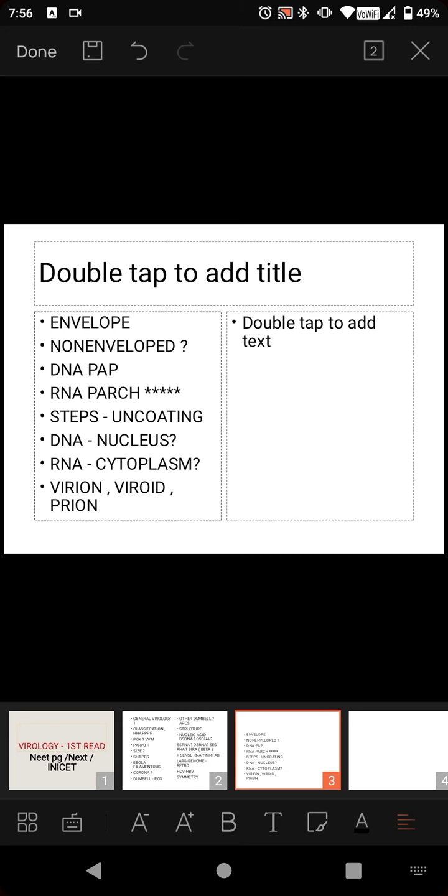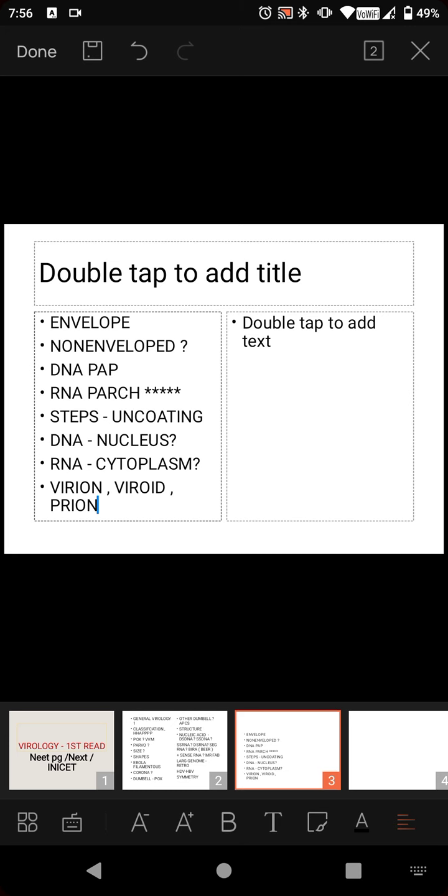Okay. Then coming to the eclipse phase. The eclipse phase is the time from entry to the first production of the virus. In bacteriophages the eclipse phase is the shortest, that is 15 to 20 minutes, whereas in animal virus it is 15 to 30 hours. Because of the direct injection in bacteriophages, within 15 to 30 minutes itself the nucleic acid is produced and the first virus is produced, whereas in animal virus it takes much longer.